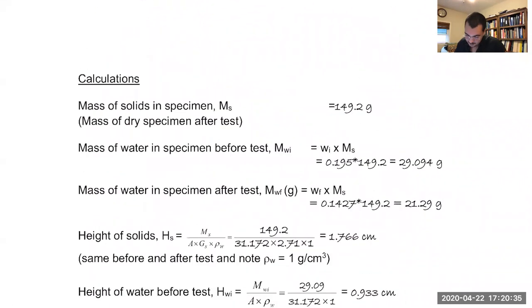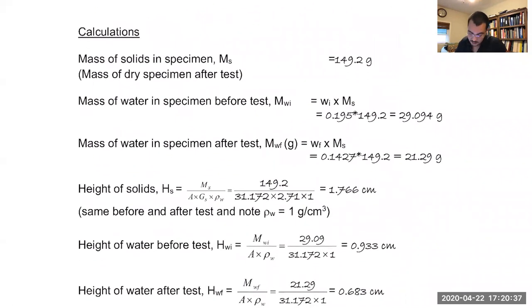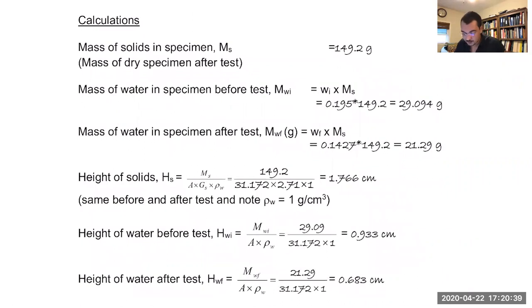With that, what you would be expected to calculate: you have the mass of solids in the specimen, and you have the mass of water in the specimen. We know the water content initially, we know the mass, so we can calculate the mass of water in the specimen. After the test, we also have the sample, we got the water content after the test, and then we can find the mass of the water.